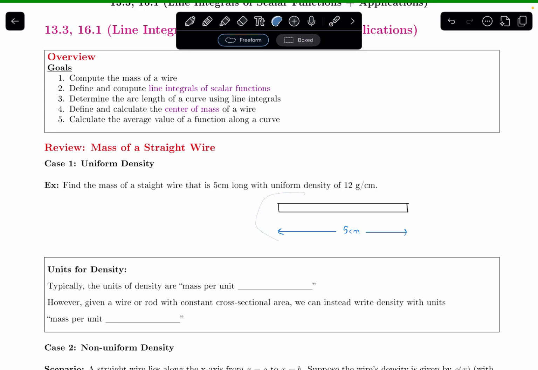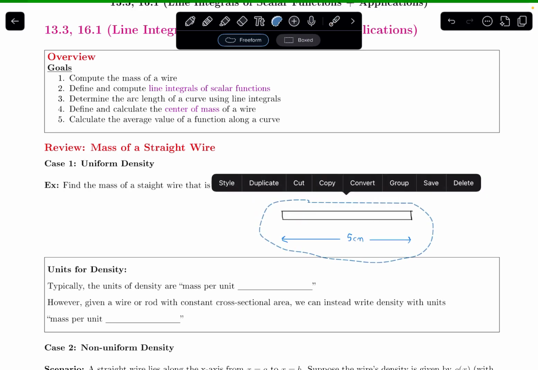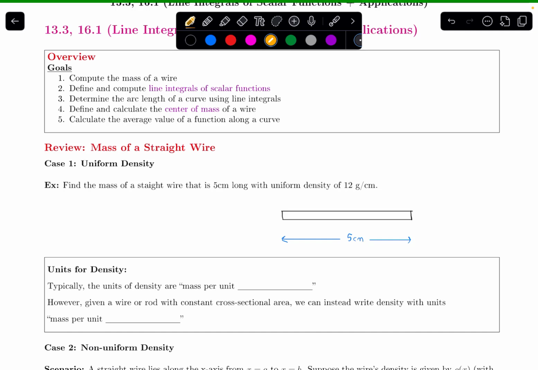So the fact that it tells me that it's 12 grams per centimeter means that if I were to split this up into 1 centimeter long blocks, this 1 centimeter has a mass of 12 grams. If I did another 1 centimeter cut out, that would have a mass of 12 grams, and so on.